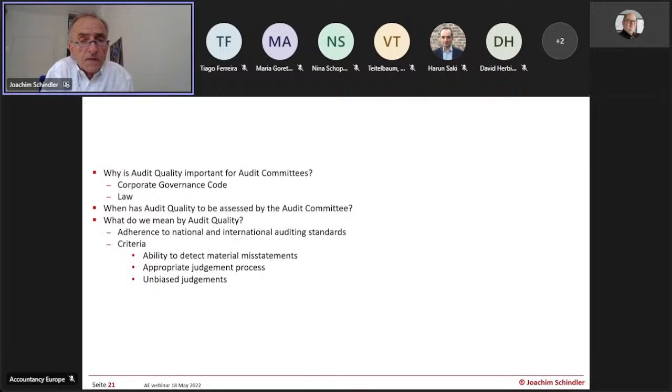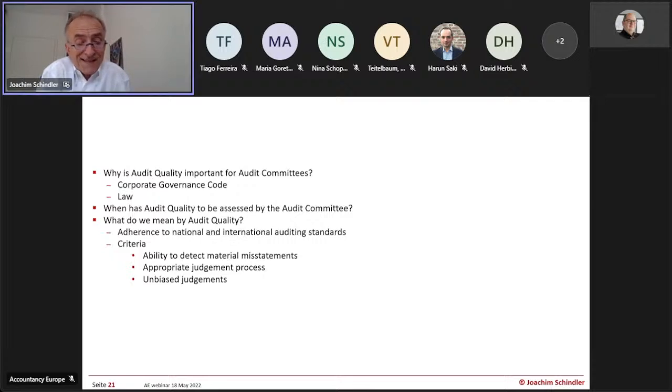The three bullets I put here on the slide play a very important role from my perspective. Firstly, the ability of the auditors to detect material misstatements, which includes technical competence, experience, and proper organizational measures. Secondly, an appropriate judgment process based upon professional standards, which usually implies a risk-based audit focused on risks of material misstatements. And thirdly, an unbiased judgment, which includes, in particular, a questioning mind, professional skepticism, and independence.